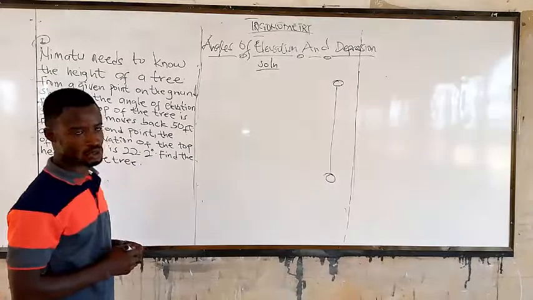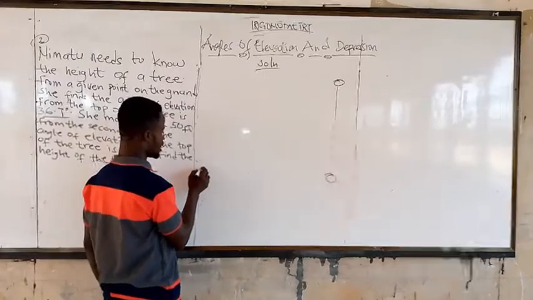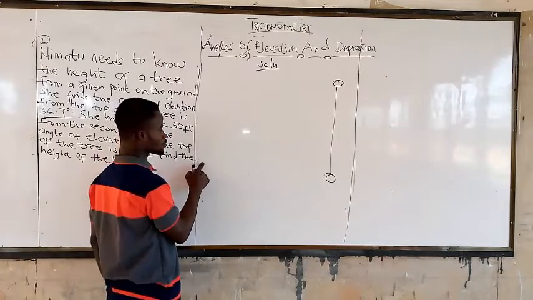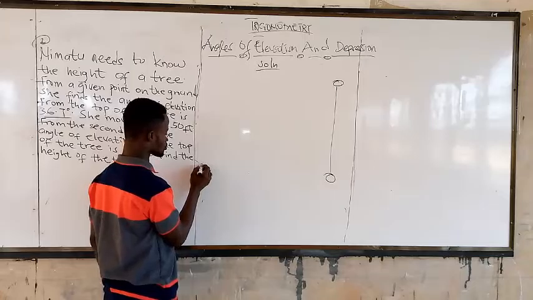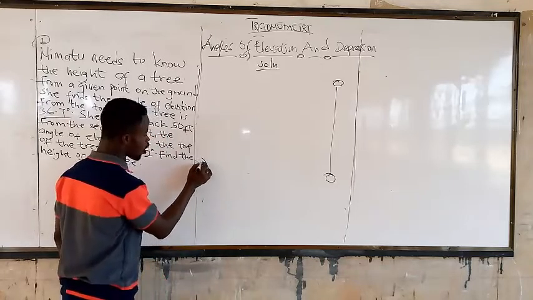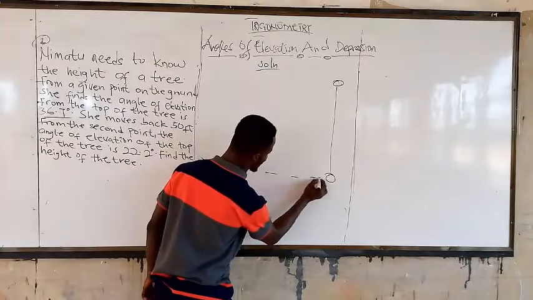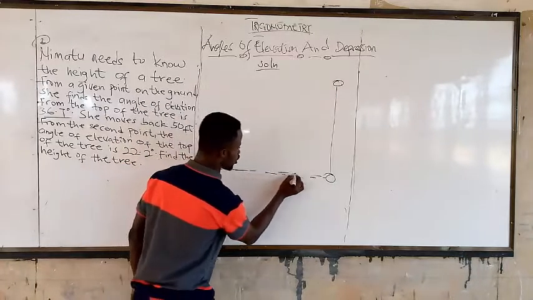Let's assume this is the tree. And Nimatu is standing here. So the eye level of Nimatu is here. This will be the horizontal line, okay? This will be the horizontal line.